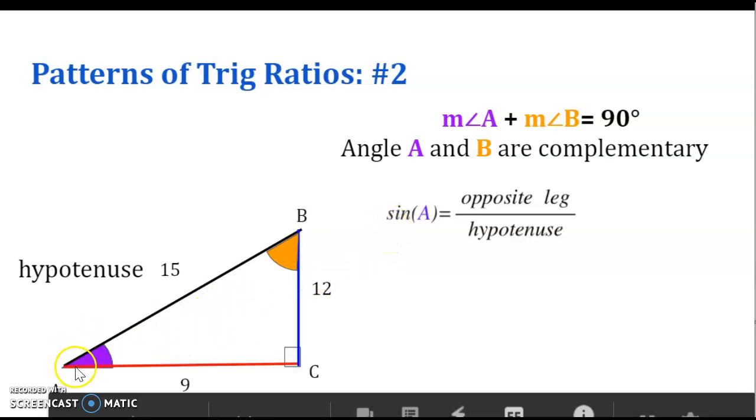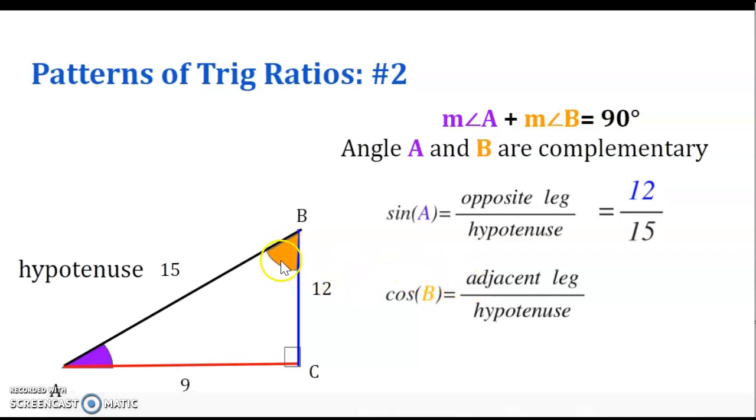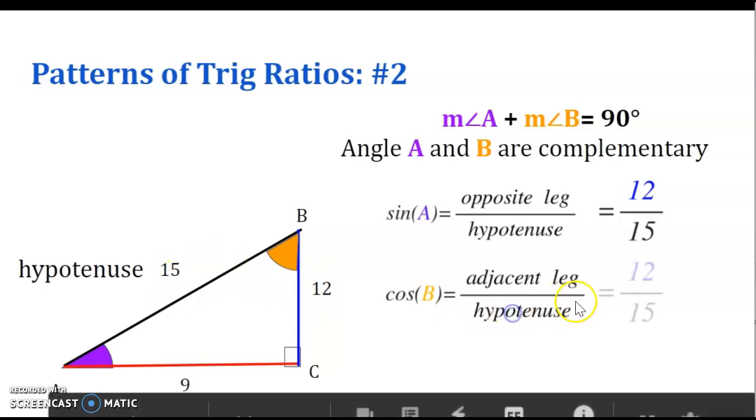But let's consider sine of A. Sine of angle A is opposite over hypotenuse, so that's going to be 12 over 15. What about cosine of B? Cosine of B is adjacent over hypotenuse. Adjacent to angle B is this side, and the hypotenuse is still the same. So it's also going to be 12 over 15.